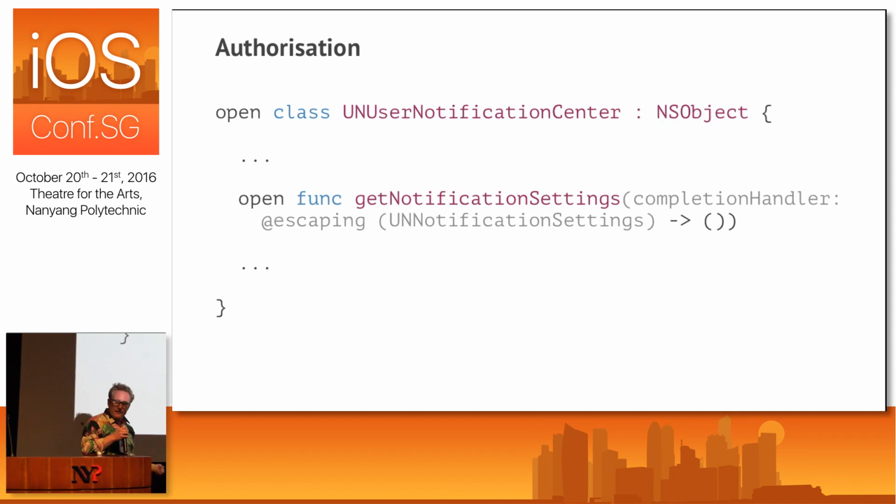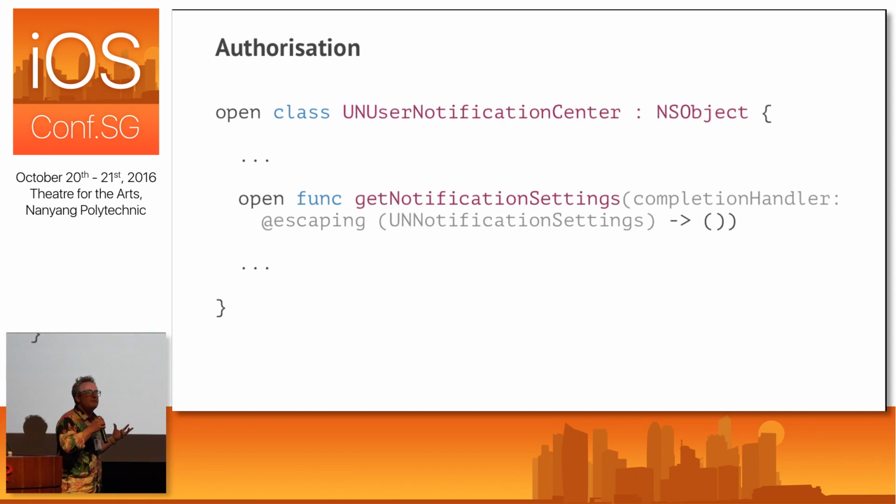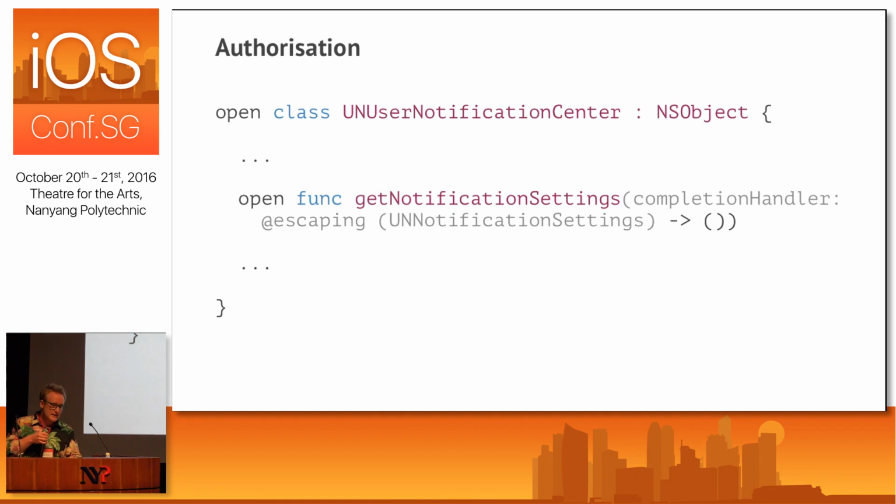As part of that authorization, you can now get some idea of whether or not you have permission to show notifications. You can still schedule them, but they may well never see them. You can do that on the UNUserNotificationCenter class, with getNotificationSettings. Once again, that's an asynchronous method, and you'll be sent back this UNNotificationSettings object. I'll show you that when we look at the demo.